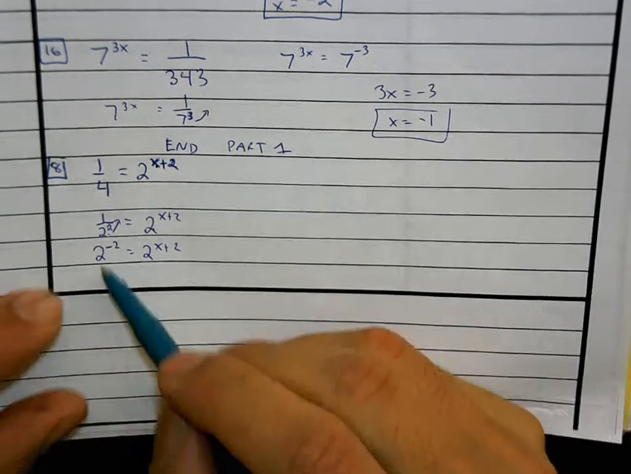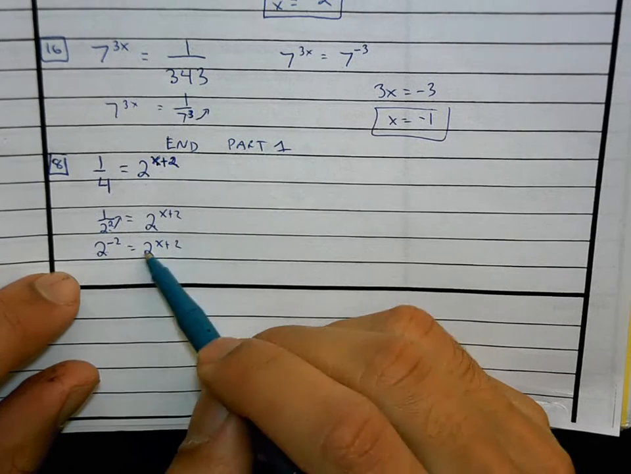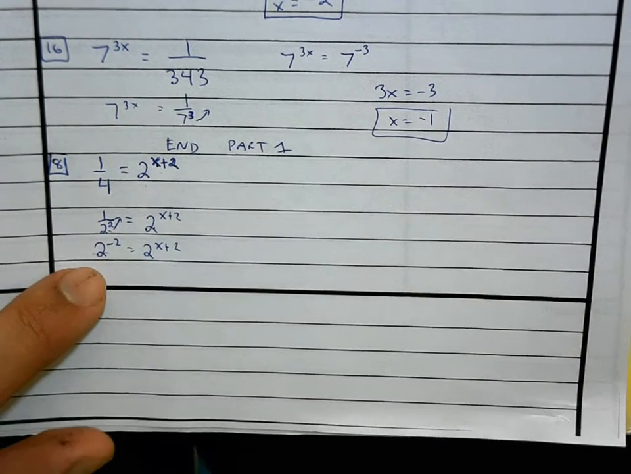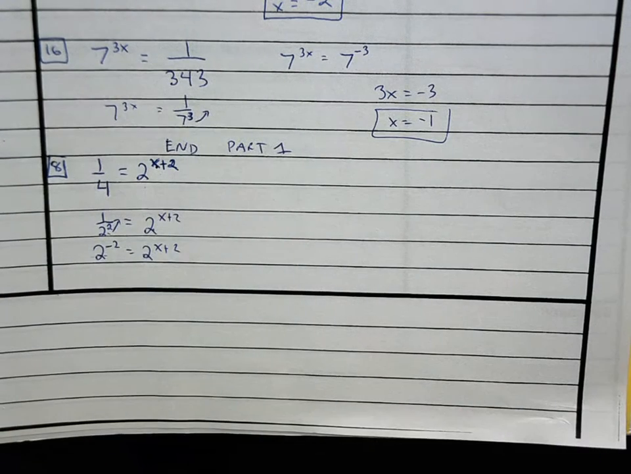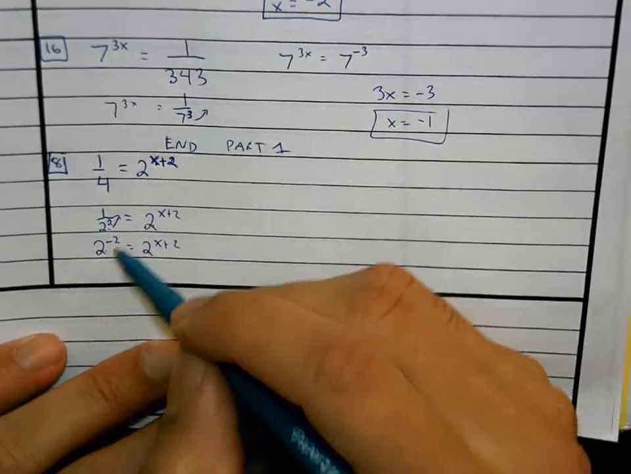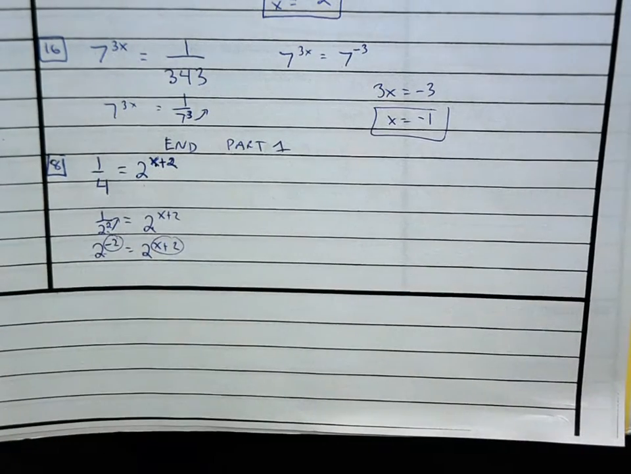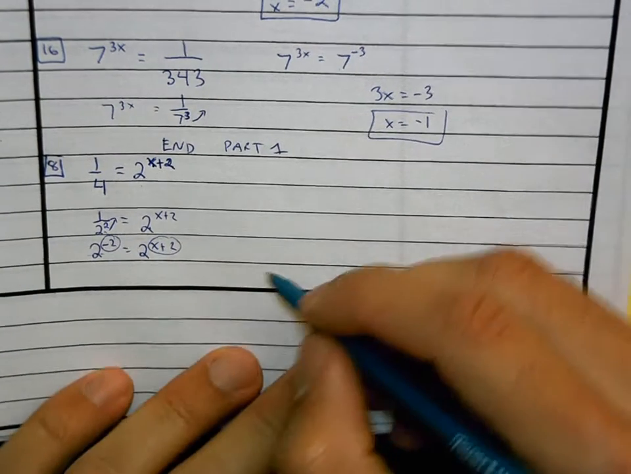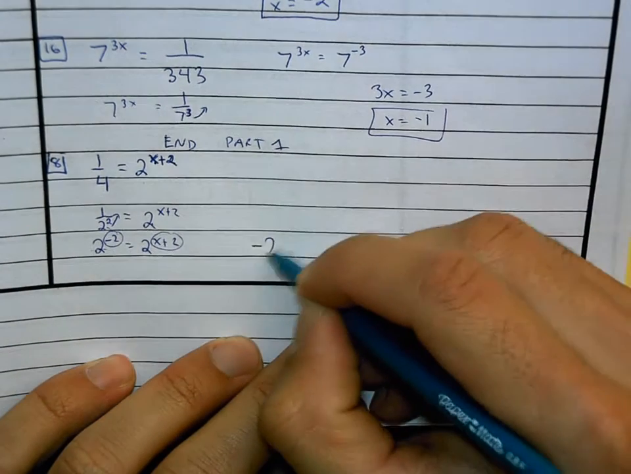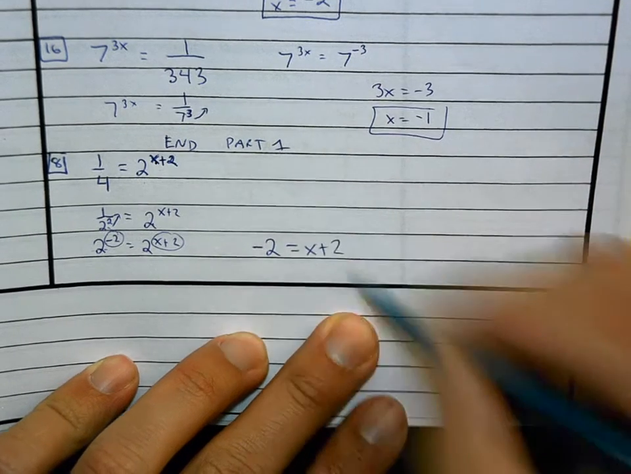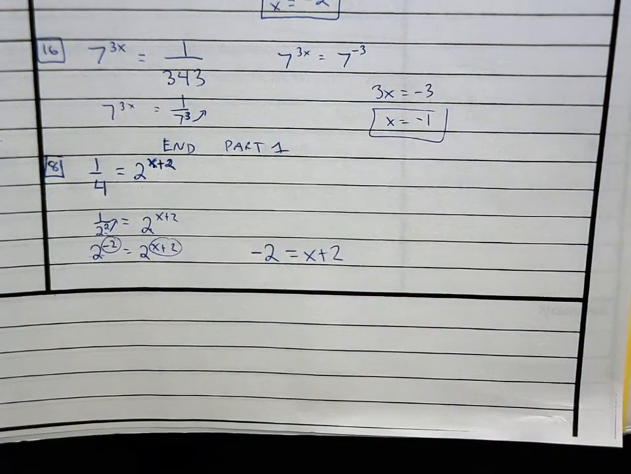Once you get the two bases the same, 2 is the same thing as 2. These two bases are the same. That means that their exponents have to be the same. That means this negative 2 and this x plus 2 have to also be the same. So I bring those over and I just say, negative 2 has to equal x plus 2. And then I'm going to solve that.